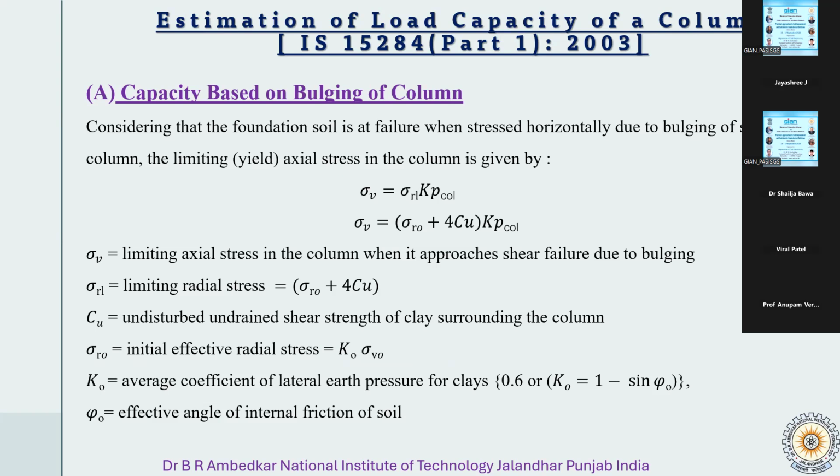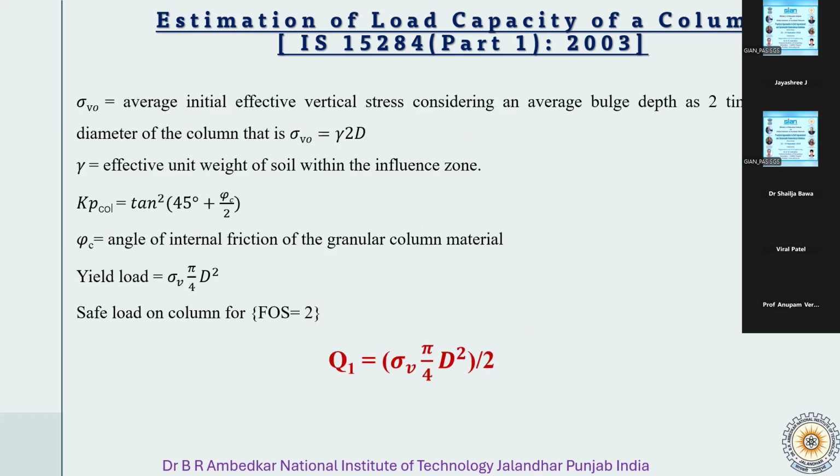Okay, so again, we have to consider the limiting radial stress, the limiting axial stress, the undisturbed undrained shear strength of the clay, the initial effective radial stress, and then the final effective stress and effective angle of friction of the soil. All these factors come into account for calculating the capacity based on the bulging of the column.